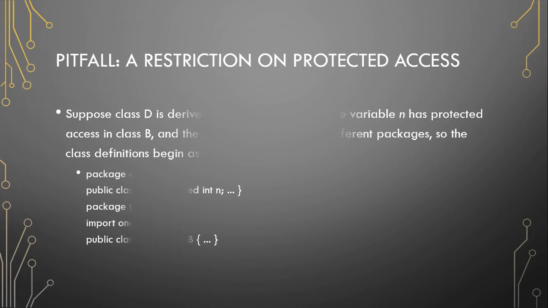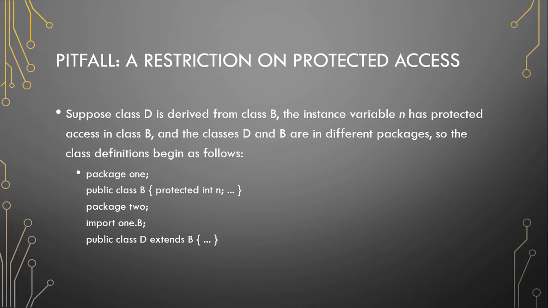So here's a restriction of protected access. Suppose class D is derived from class B, and the instance variable n has protected access in class B. The classes D and B are in different packages, so the class definitions begin as follows. Package 1, public class B, protected int n, protected. Package 2, import 1.B, public class D extends B.